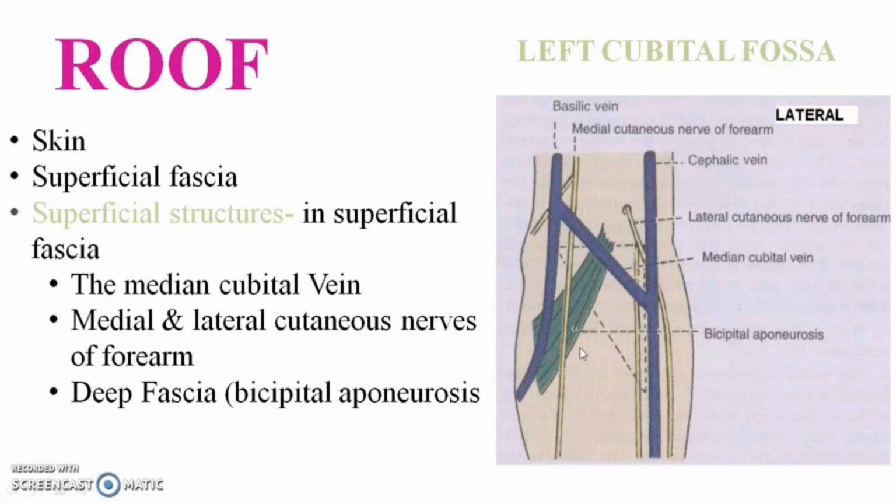So this is the left cubital fossa. This will be the medial side and this is the lateral side. The lateral cutaneous nerve of the forearm and the medial cutaneous nerve of the forearm. And then we will be having the deep fascia along with the bicipital aponeurosis.